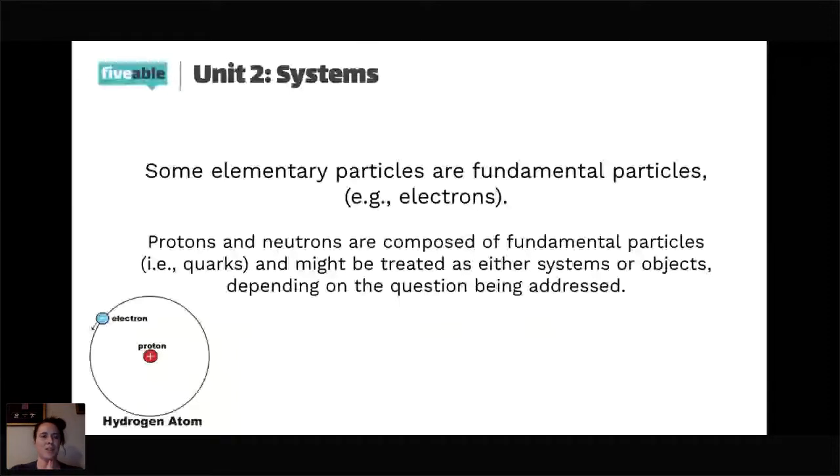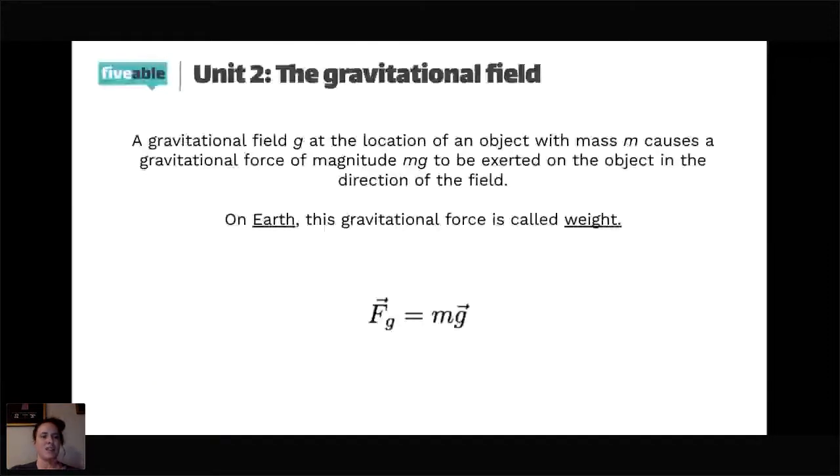Unit 2, gravitational field. A gravitational field, little g, at the location of an object with mass m causes a gravitational force of magnitude mg to be exerted on the object in the direction of the field. On Earth, this gravitational force is called weight. So this is our familiar F equals mg: the force of gravity by some massive body is the mass of the thing that's in the field, like the apple falling, times g, the gravitational field.